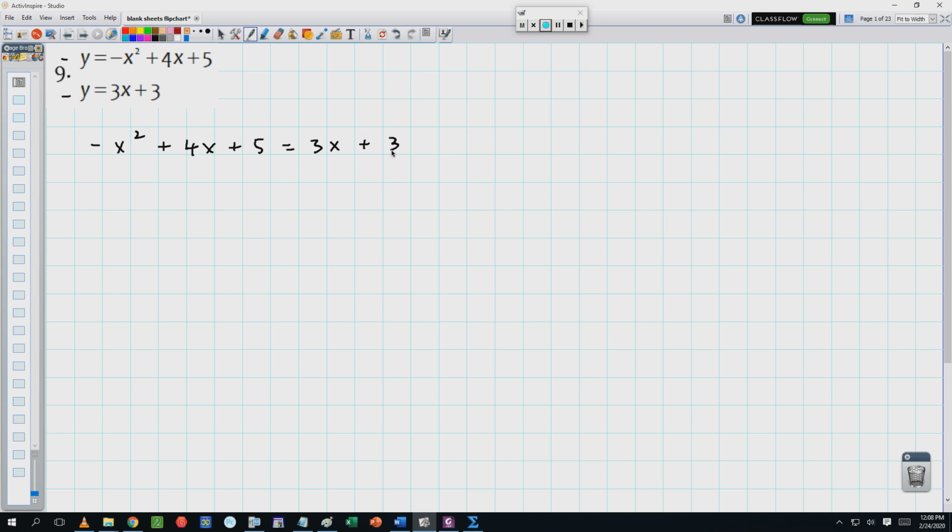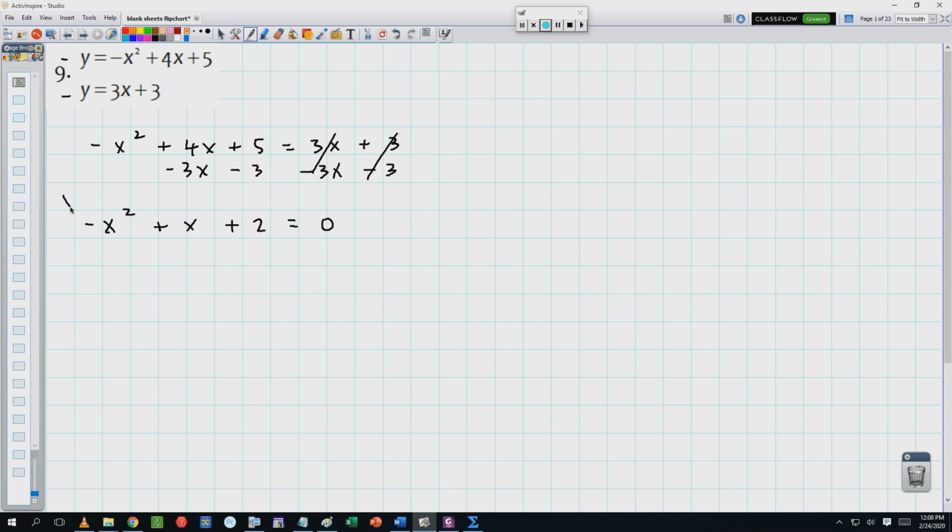What I want on this right-hand side is a 0, so I'm going to subtract 3x, which will allow me to cancel that. Subtract it from both sides. And I'm going to subtract 3, which will allow me to cancel that. And then I get my equal to 0 over here. Negative x squared. 4x and negative 3x will be a positive x. 5 take away 3 will be plus 2.